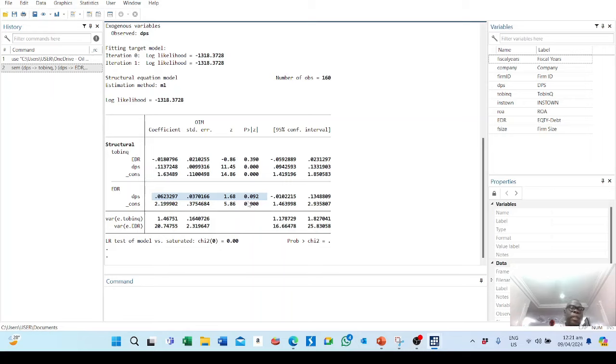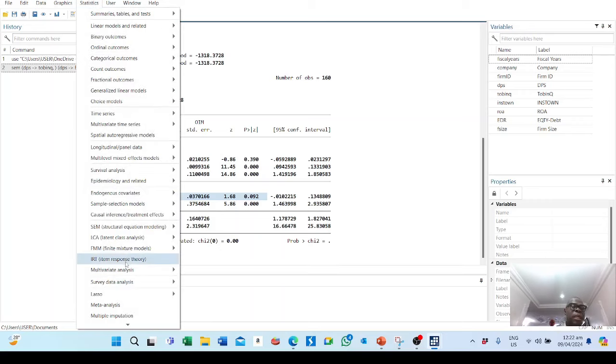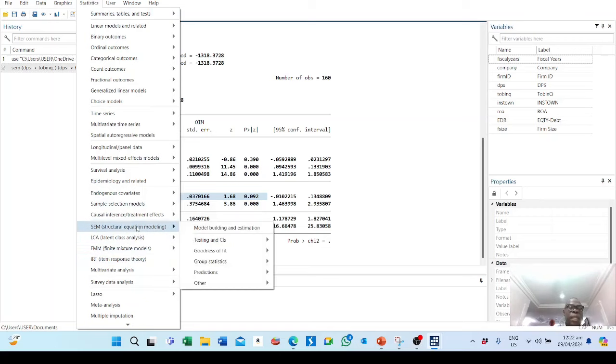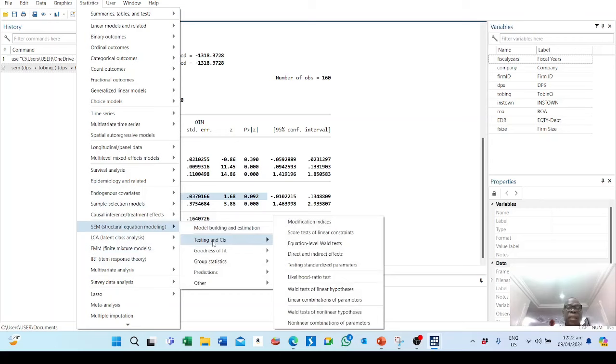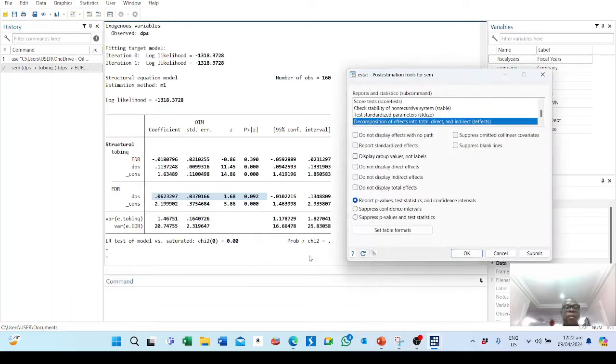But where we are going is for us to be able to establish the indirect effect. Is dividend per share able to impact TobinsQ through the pathway of equity to debt ratio? For that, we'll go to statistics and look for direct and indirect effect analysis. So we'll carry out a direct and indirect effect analysis.